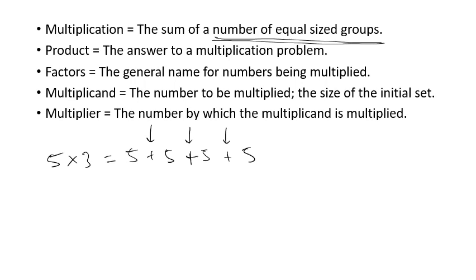So this is not correct. We want to get rid of that. We want 1, 2, 3 fives. That's what's being added together, and so we get 15.